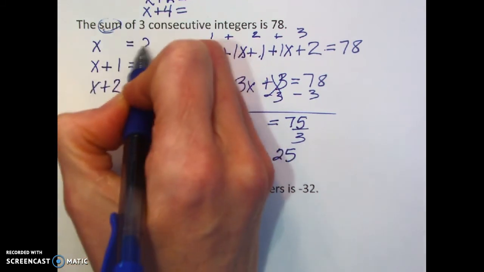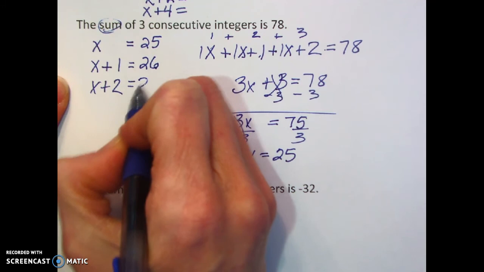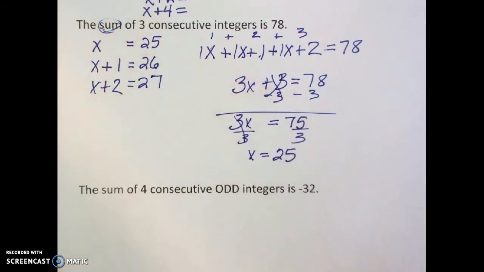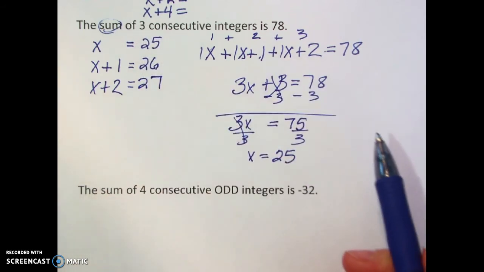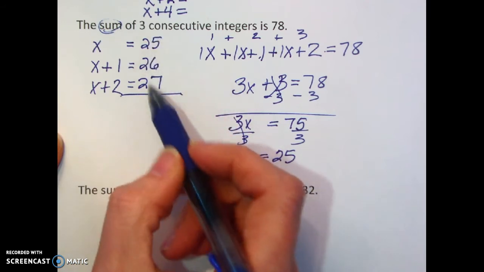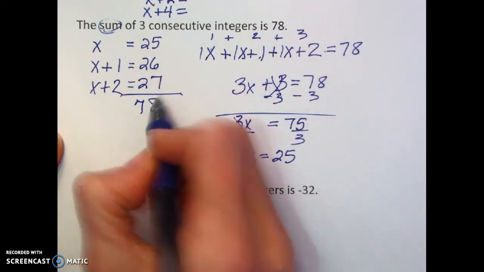If x equals 25, then the next number will be 25 plus 1, 26, and the next number will be 25 plus 2, which will be 27. So there's our 3 consecutive integers. And you can check that. Supposedly these 3 numbers add up to 78. If you add these numbers up, you do get 78.